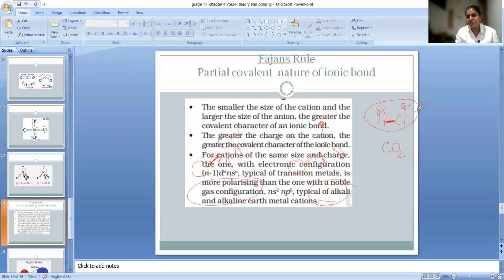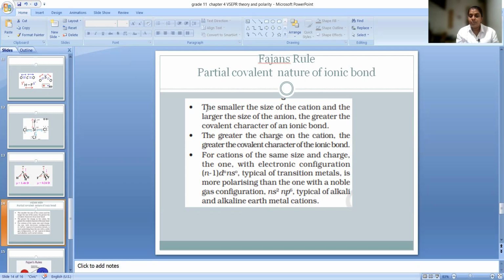So this will tend to be a little bit ionic. So that is the polar nature, right? That's what we learned. Now we are going to learn about the partial covalent nature of ionic bonds. If you are taking any ionic bond, it has some partial covalent nature also. That partial covalent nature depends upon a few things.